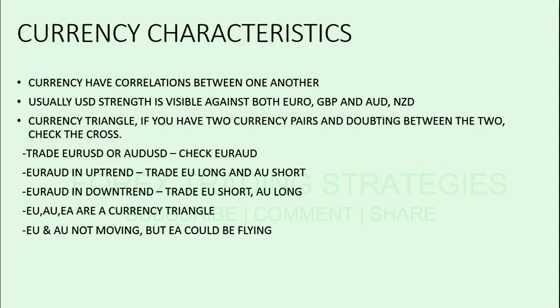And if Euro AUD is in a downtrend, then trading Euro US dollar is short, meaning the Euro is losing strength, and AUD US dollar is long, meaning the Australian dollar is gaining strength while the Euro is losing strength. That's what the crosses mean.